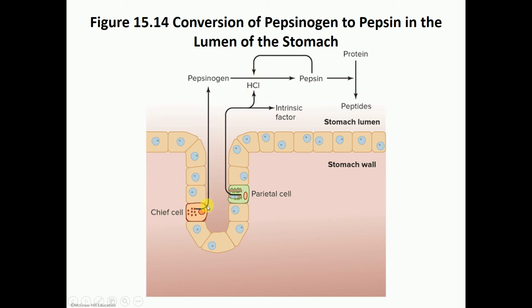Now back to the activation of pepsinogen. You have that chief cell making pepsinogen. Again, it is an inactive enzyme that needs to be activated by hydrochloric acid into pepsin. And then pepsin is going to break down that polypeptide into smaller peptide chains.